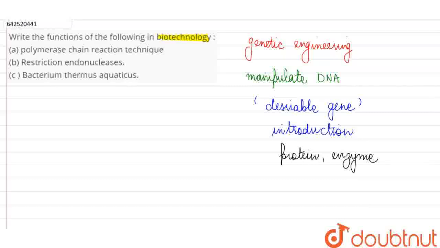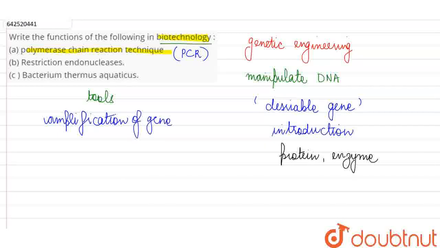So there are many tools that are required in such recombinant DNA technology or biotechnology, out of which the first thing they are saying is polymerase chain reaction technique. Now in short, polymerase chain reaction is also called PCR, and this PCR helps us in amplification of our desirable gene or gene of interest. Because if we want to introduce any gene into a host cell, first of all we have to isolate this gene and we have to make many copies of it.